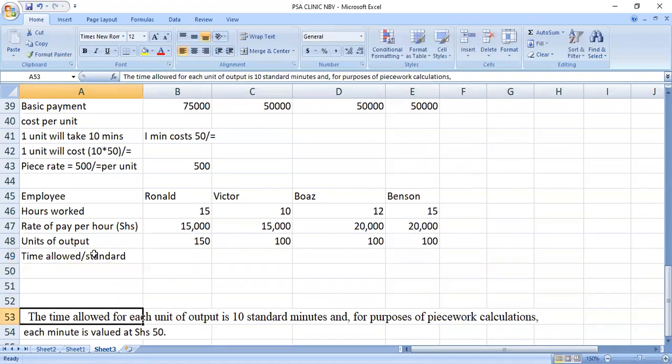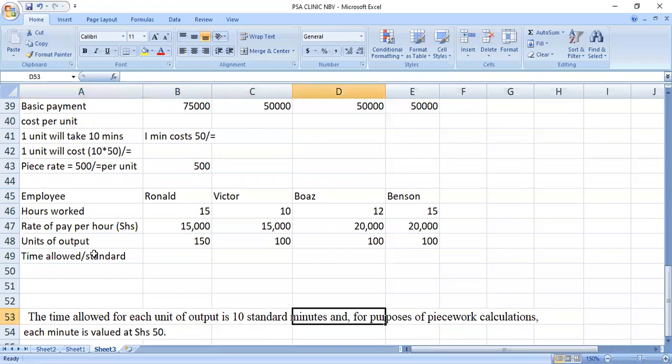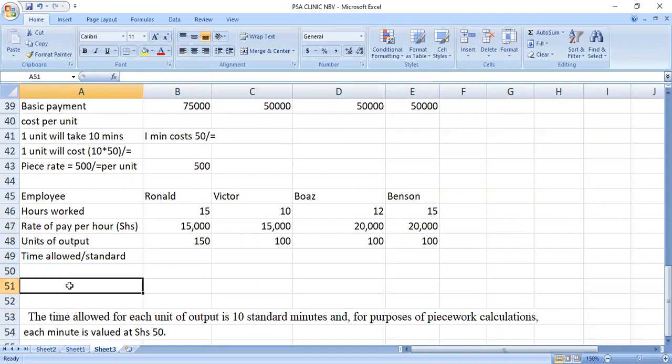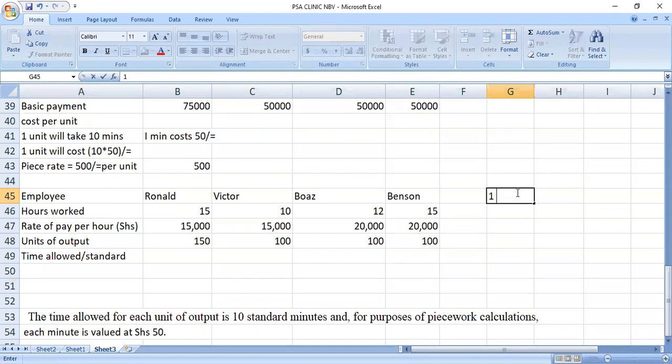So let's see how it goes. They're saying time allowed for each unit of output is 10 minutes. Still, here we have rates in hours, so we shall convert our minutes to hours. So for Ronald, this is how it's going to be. We are given the output, so we're saying 1 unit will take, or should take, standard.